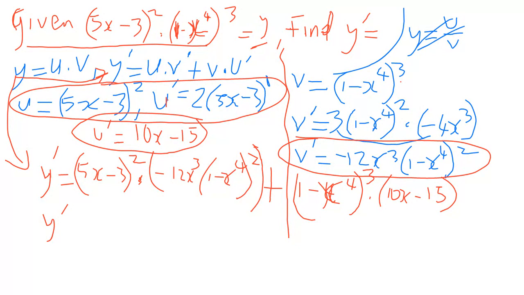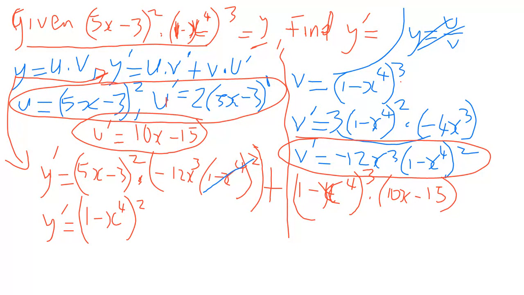I want to see if there's anything common to here and here. Yes, there is. This is common. So I know that I will take 1 minus x to the 4th, and so only 1 minus x to the 4th squared is what I'm going to take out. 1 minus x to the 4th, and then I'm going to square it. So I have taken this out. So this one is out of the parentheses right now.